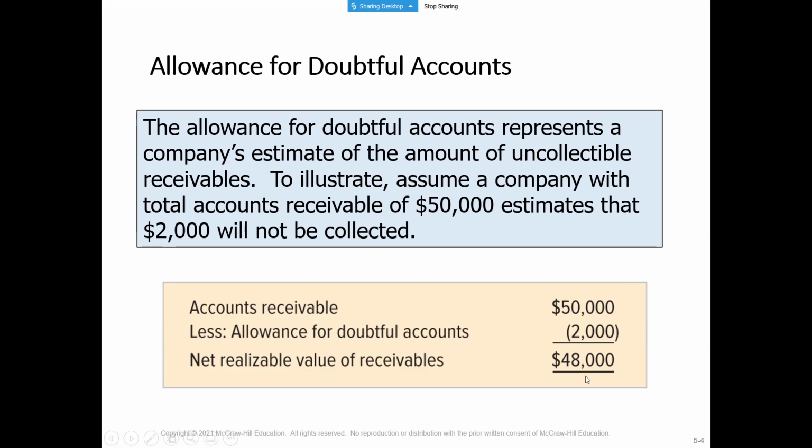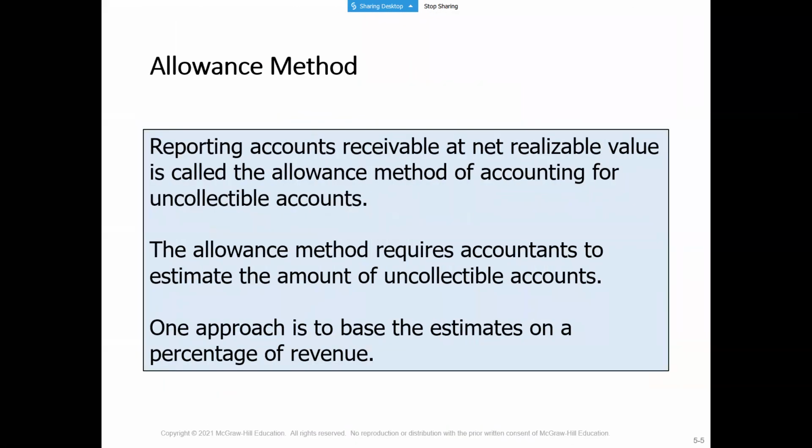So what you get is the net realizable value of receivables. That is the amount that your company believes it will ultimately be able to collect. So that's what's called the allowance method for accounting for uncollectible accounts. You do have to estimate the amount of uncollectible accounts. Two basic methods were introduced in this chapter: one was a percentage of revenue, the other was percentage of receivables.